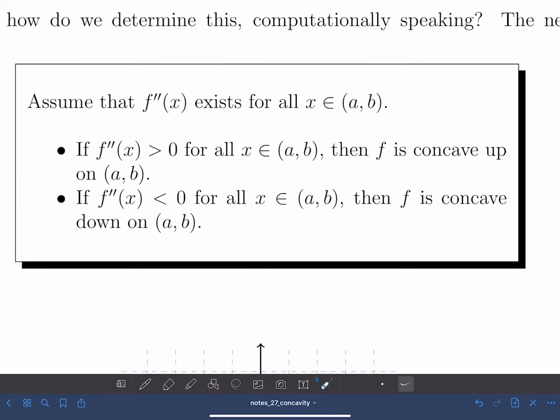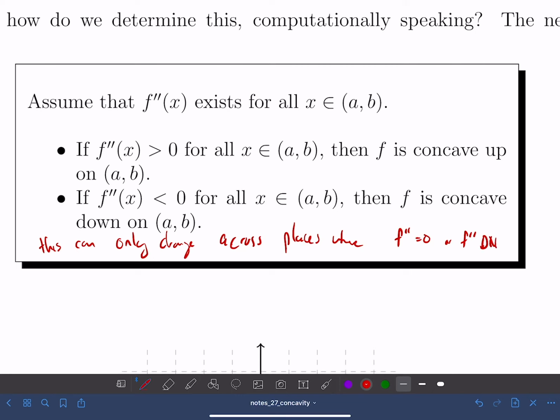One piece of information that I want you to take note of here is that f double prime can only go from positive to negative or negative to positive across places where f double prime either equals 0 or f double prime does not exist. And so these are not what we call critical points. These are what we call possible inflection points. And I've got more content on that down below.